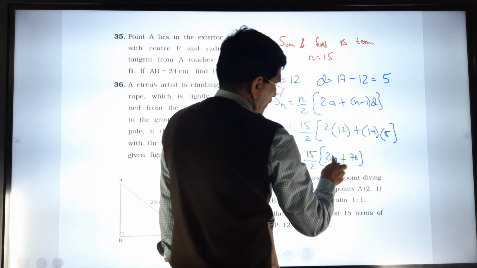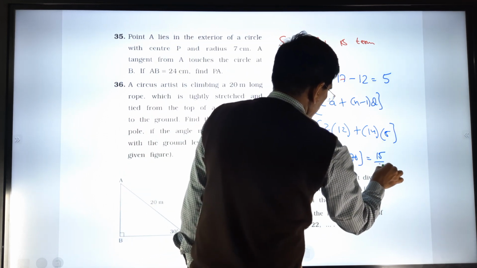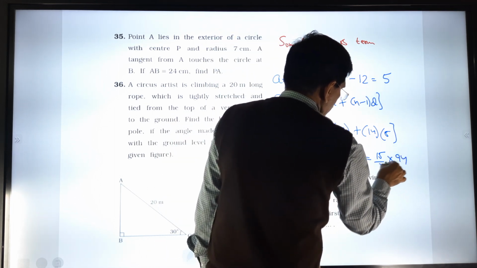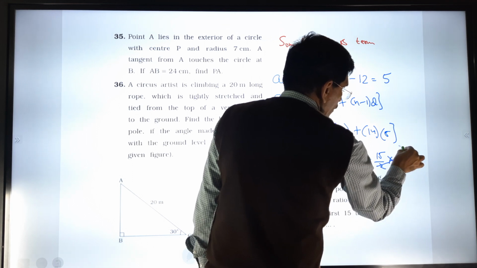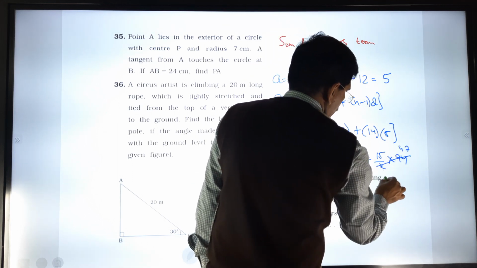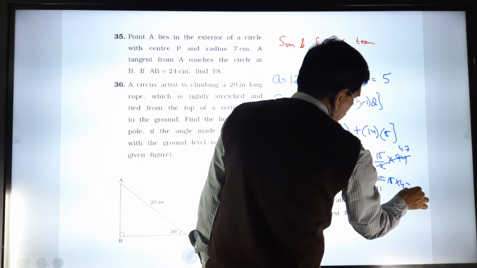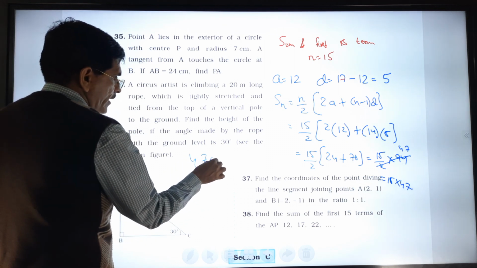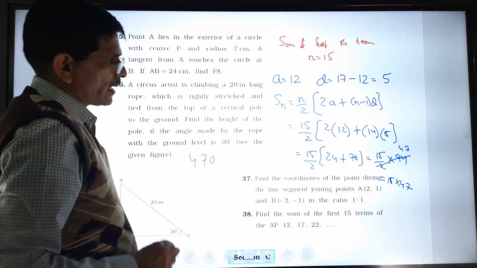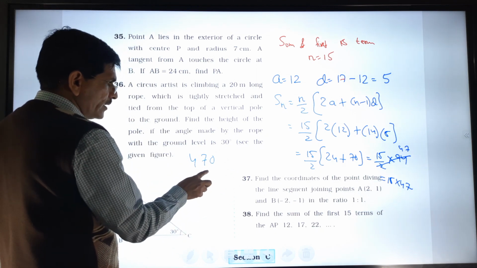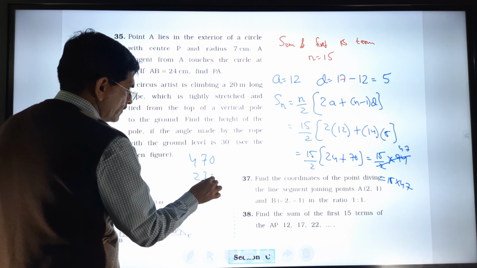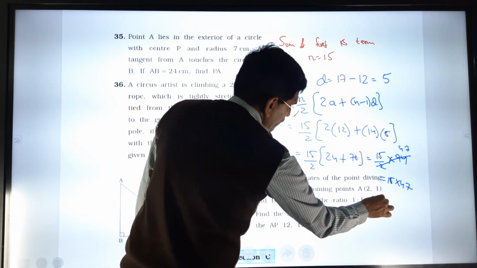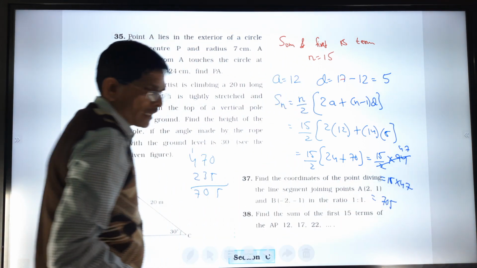14 5s are 70. So 15 by 2, 24 plus 70, that is 94, divided by 2, that is 47. So 15 into 47, that is 470 plus 235, half of it, so 705. So 705 is the answer.